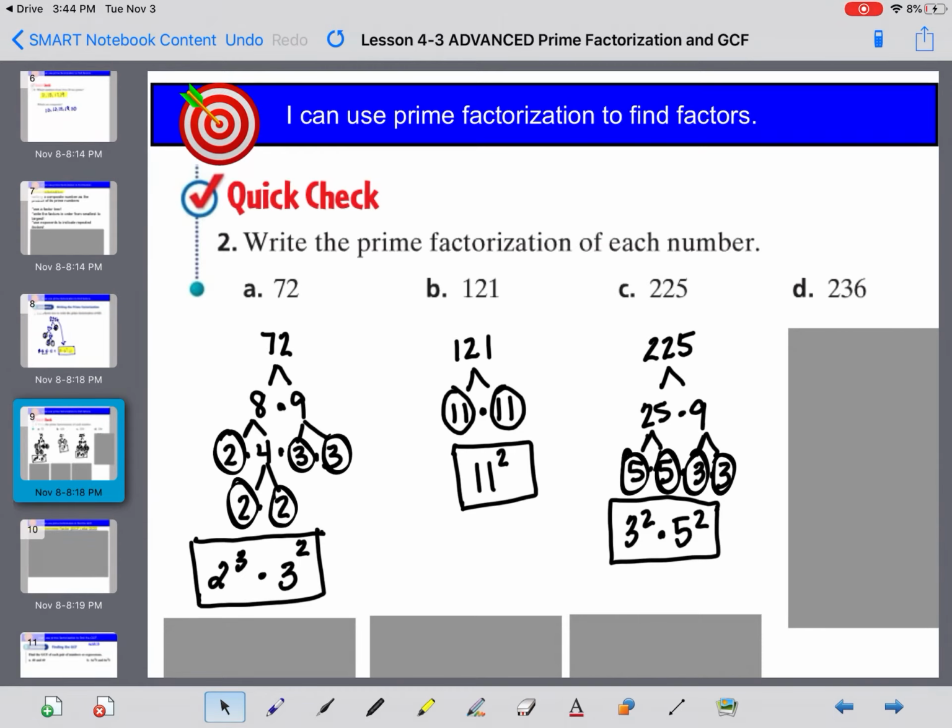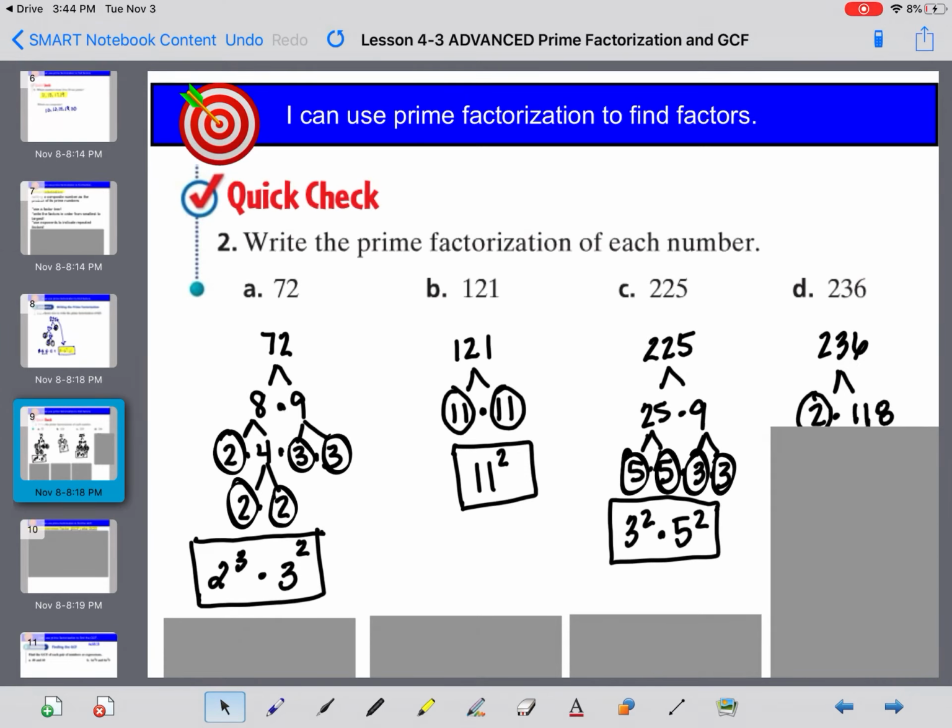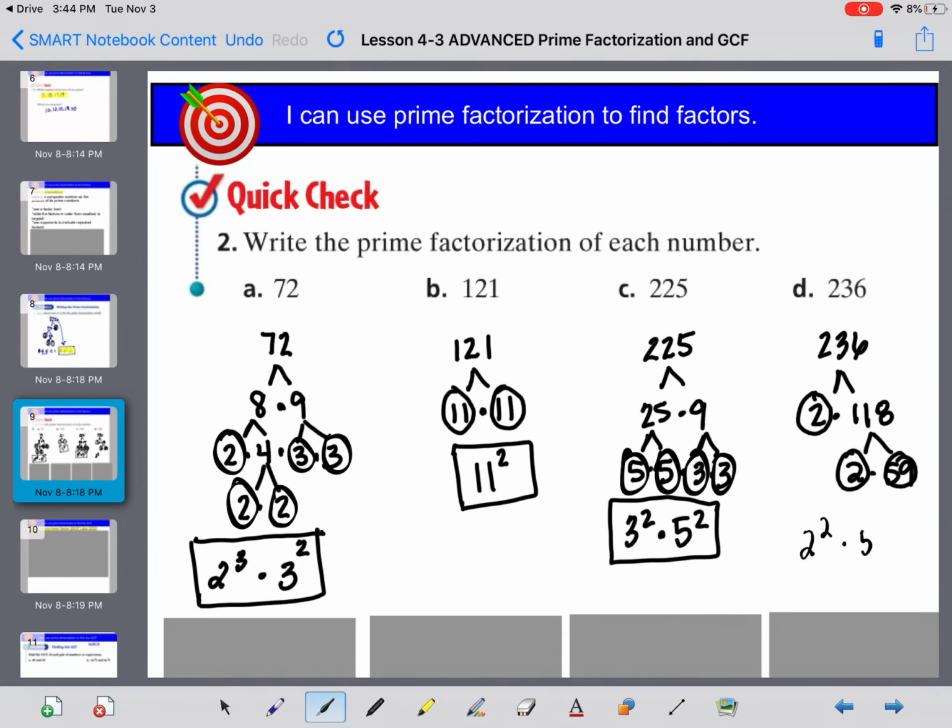Letter D, 236. I noticed that 236 is an even number, so it's divisible by 2. 2 times 118. Then 118 is also even, so I again use 2 times 59. Now I have my prime numbers. 2 squared times 59 is the prime factorization of 236.